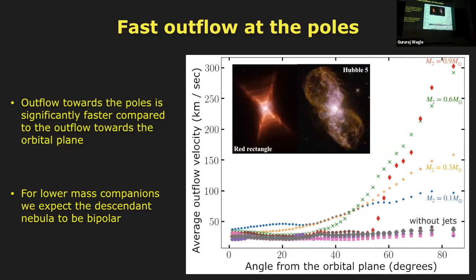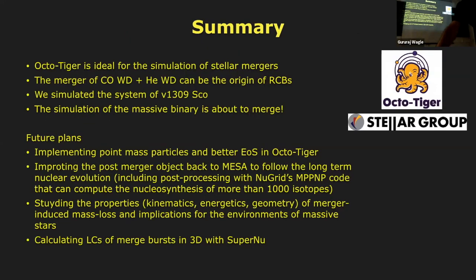This is what I present here. You have the fastest outflow from the equatorial average outer velocity. So with jets, you have higher velocity at the poles. So the conclusion was that in this mechanism, we can produce bipolar nebulae, like planetary nebulae, which are bipolar. And this was interesting, the results we found.